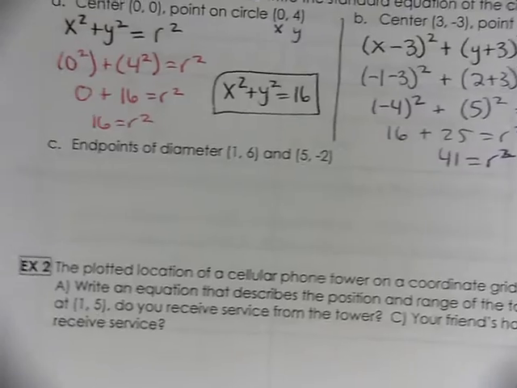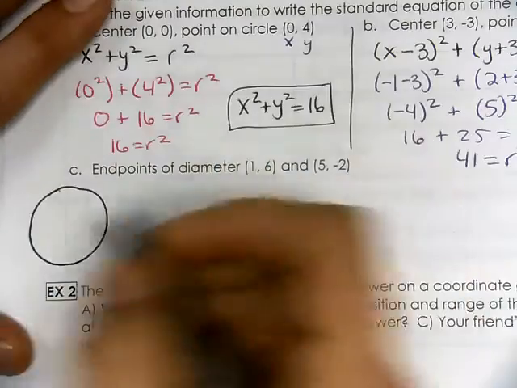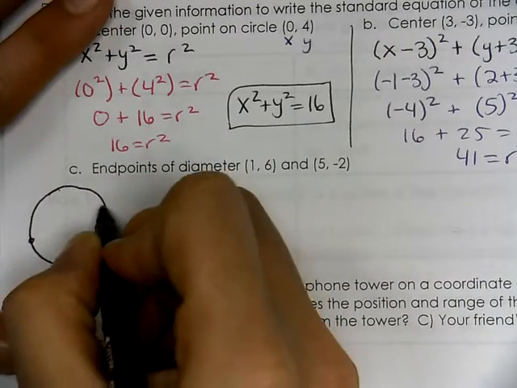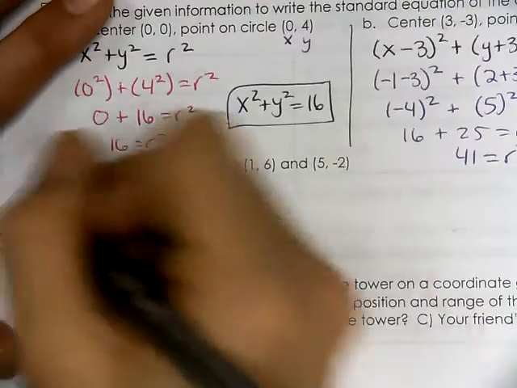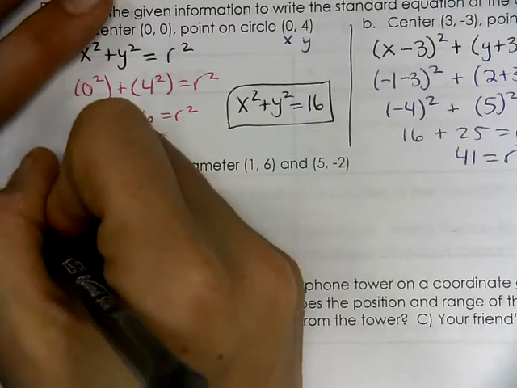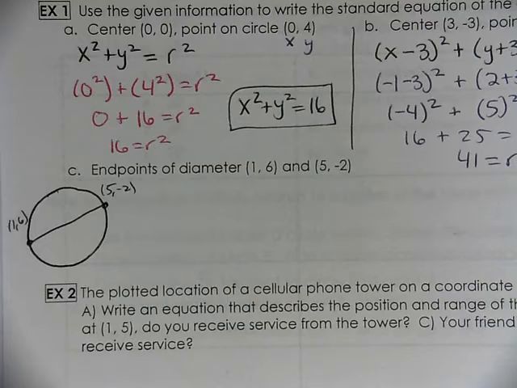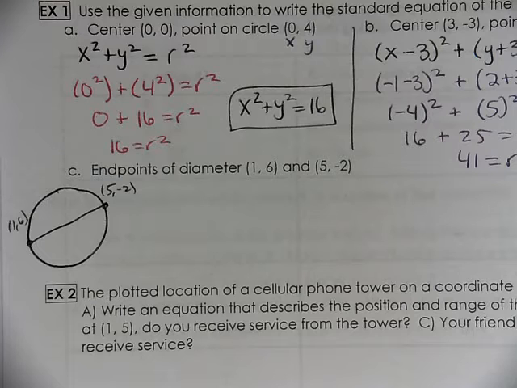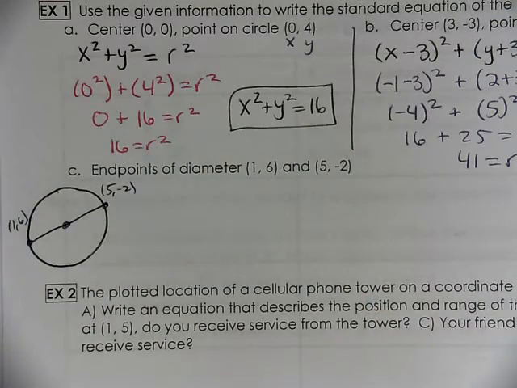C, you're given the endpoints of the diameter. So it's looking at the circle, and you're given like this point and this point. So you're given 1, 6, and 5, -2. We have to find the equation of that circle without graphing it. So the first thing we need to figure out is the center. Once I figure out the center, I can do what I did in A and B.